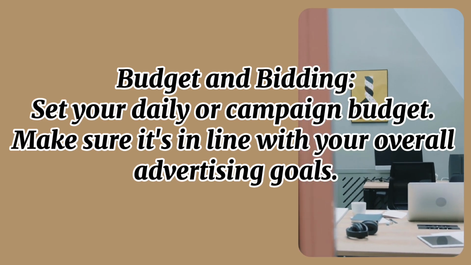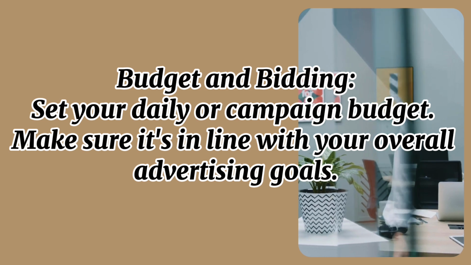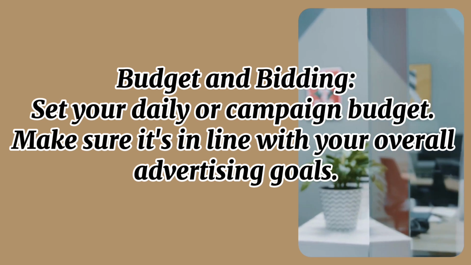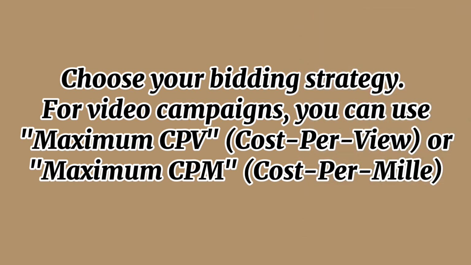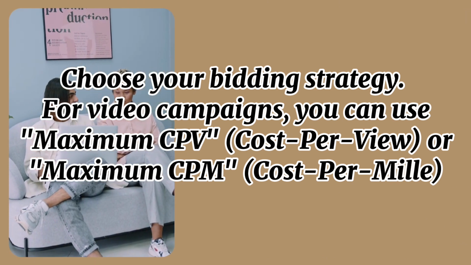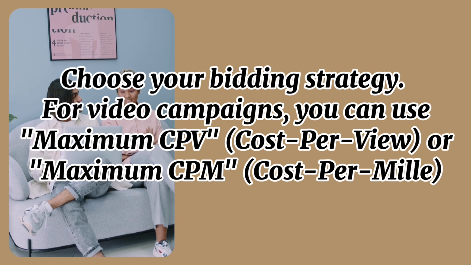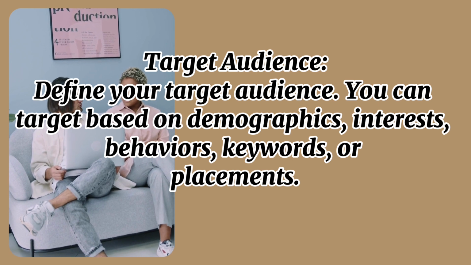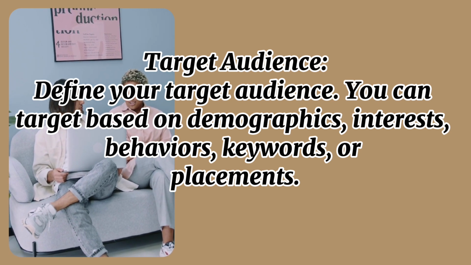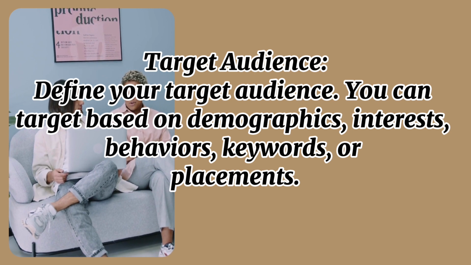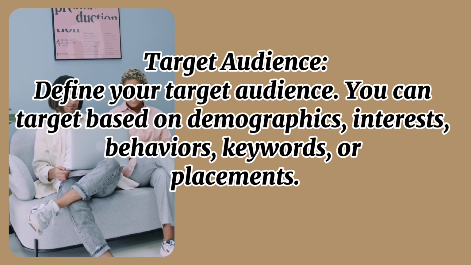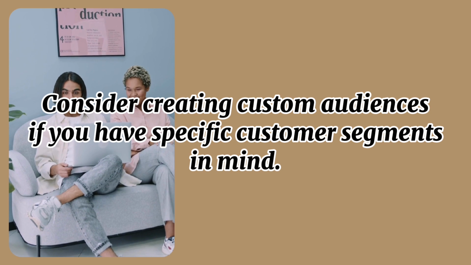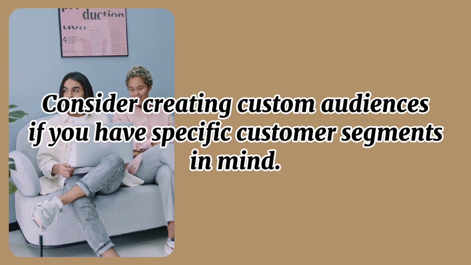Budget and bidding. Set your daily or campaign budget. Make sure it is in line with your overall advertising goals. Choose your bidding strategy. For video campaigns, you can use maximum CPV or maximum CPM. Target audience. Define your target audience. You can target based on demographics, interests, behavior, keywords, or placement. Consider creating custom audience if you have a specific customer segment in mind.